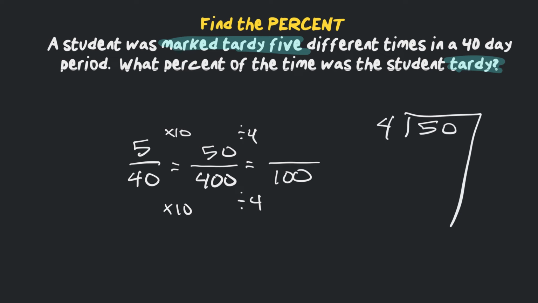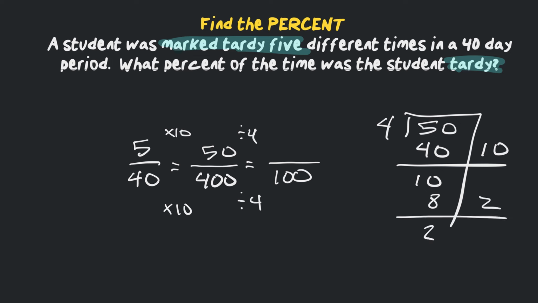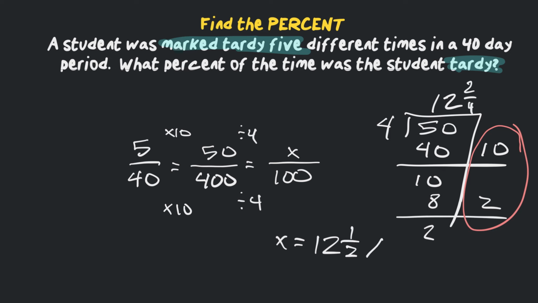So 4, I would just do 40 because that's what comes to my head first, times 10. And then that leaves us 10 left over. And then 4 goes into 10, let's say 8. So that was 2 times, and that leaves 2 left over. So again, I'm going to add these together. So that's going to give me 12. And then I have 2 left over down here. So 2 out of 4, which I know is 12.5%.